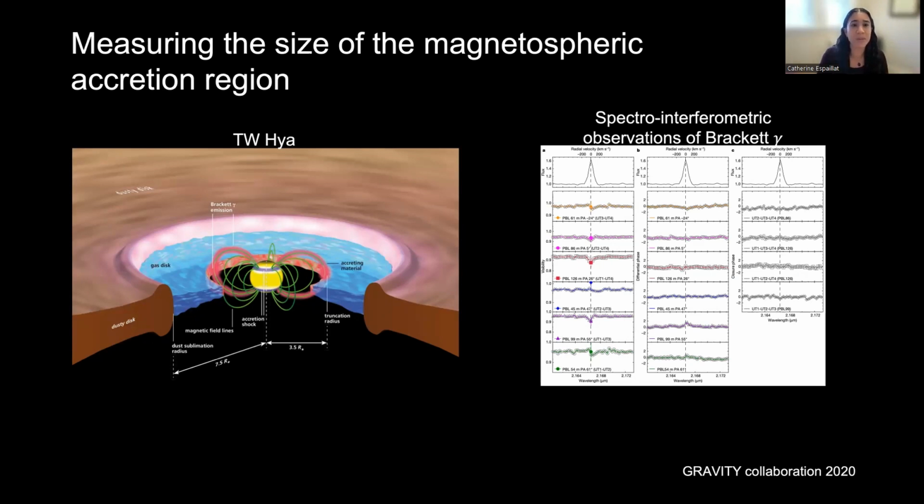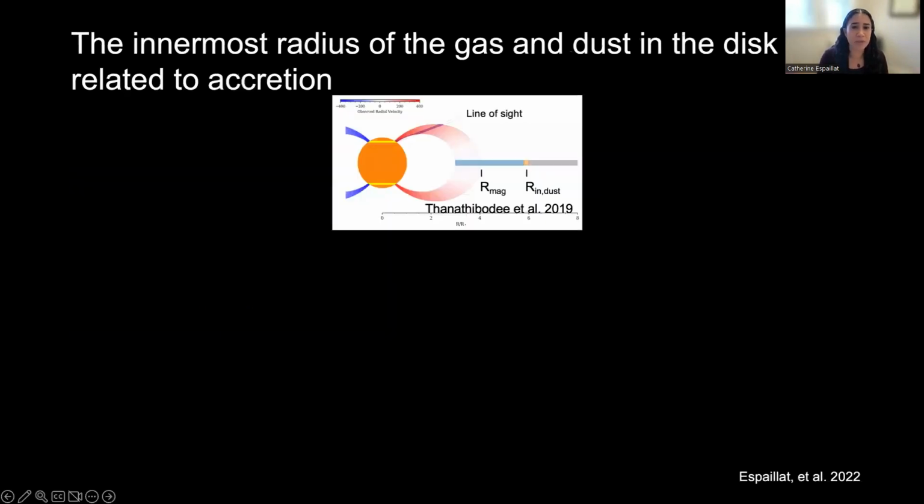So what we're doing in my research group, and this is an ongoing project, is we're trying to measure the innermost gas disk truncation radius, which we call R_mag, the magnetospheric radius, and measure observationally the innermost dust truncation radius, which we call R_dust.